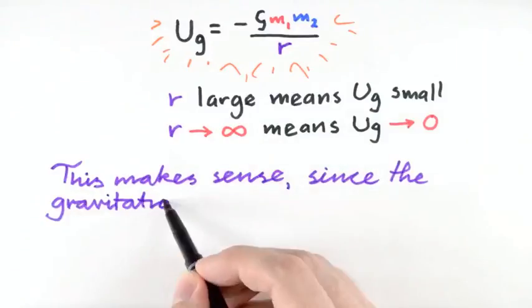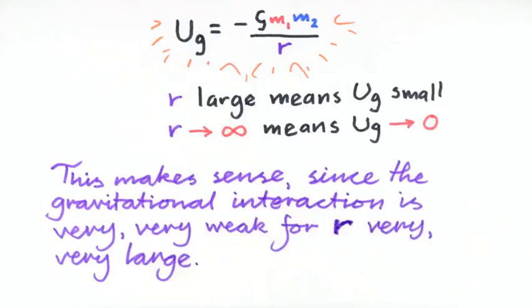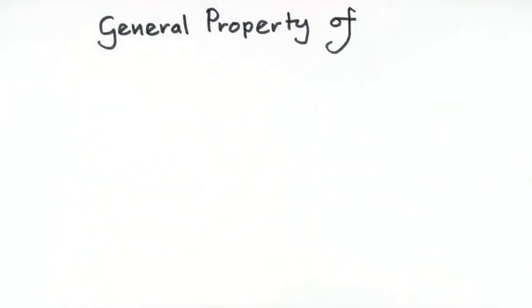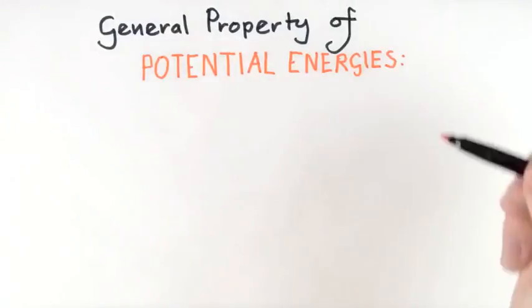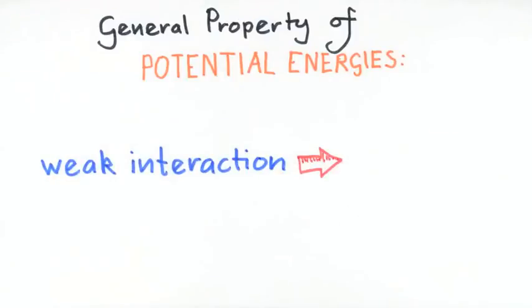This makes physical sense because when the particles are very far apart, the gravitational interaction should be very, very weak, meaning the total energy of our combined system should be just due to the kinetic energies of each particle added together. Very weak interaction means the potential energy is nearly 0. This is a general property of potential energies, not just gravitational.